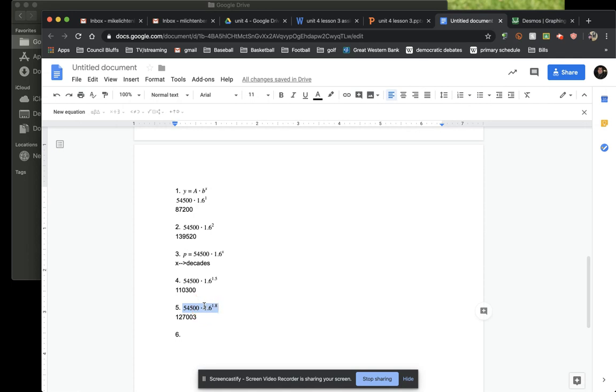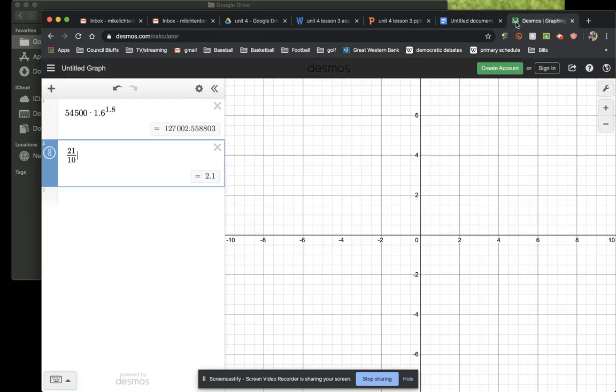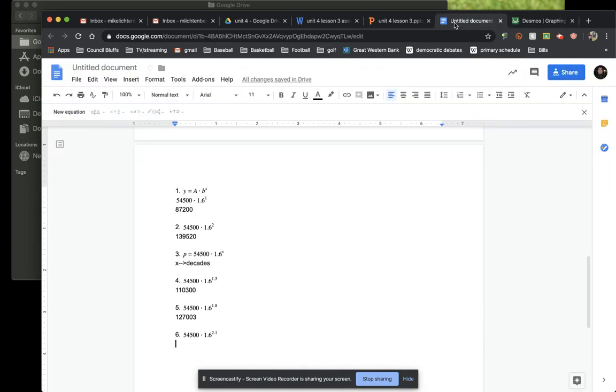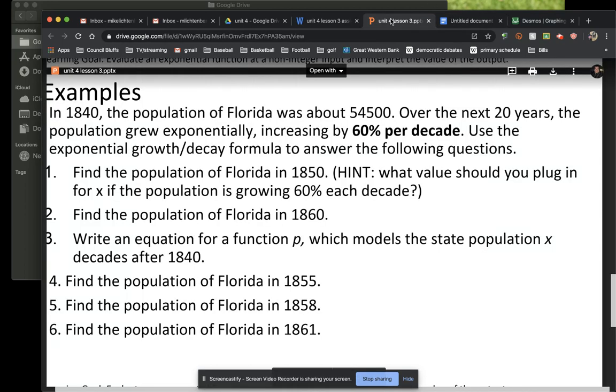So when I plug into the formula, I'm going to replace 1.8 with 2.1. 21 years is 2.1 decades. So essentially, I'm going to replace that exponent with 2.1. We get a population of 146,234. So that is the population of Florida in 1861.